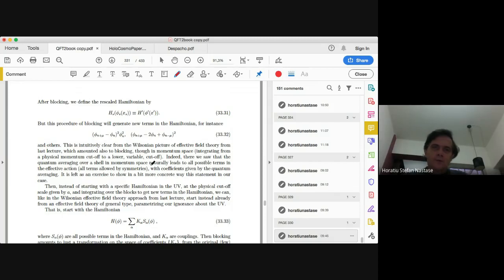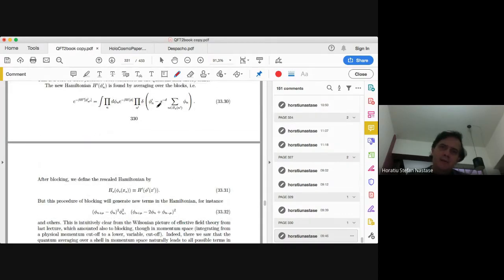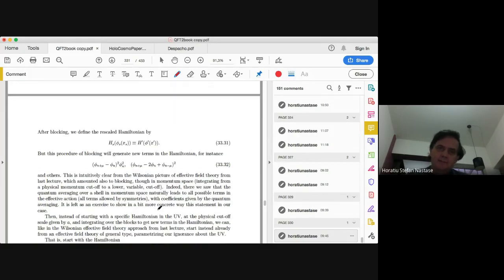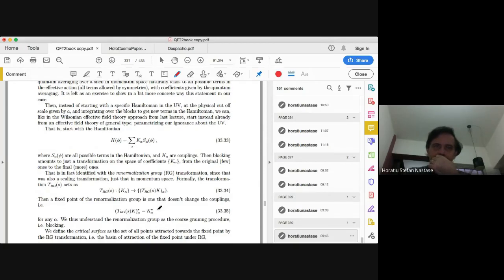Okay, so I left it as an exercise to show this statement in a bit more concrete way. The way I said it was perhaps not completely clear, so the exercise is to try to see from this path integral that something like this happens.